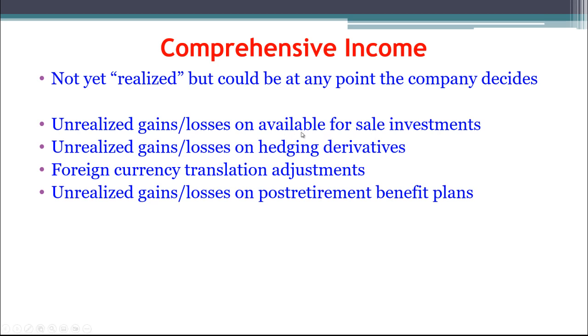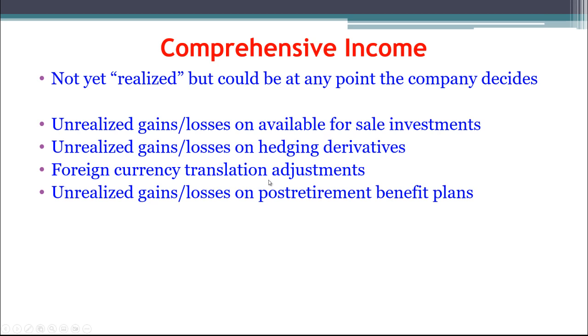It's available for sale. Any gain or loss, so we compare the fair market value of that investment to what we've got it recorded at on our books today, and we basically say, if we sold it today, what gain or loss would we have? That's unrealized because we haven't sold it, but it's a what if. The hedging derivatives are another type of investment, same basic idea.